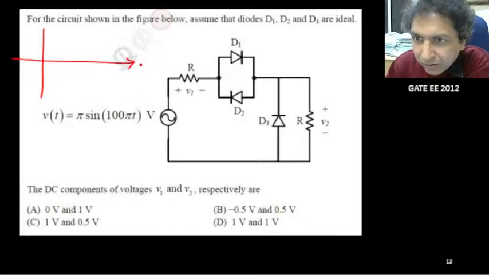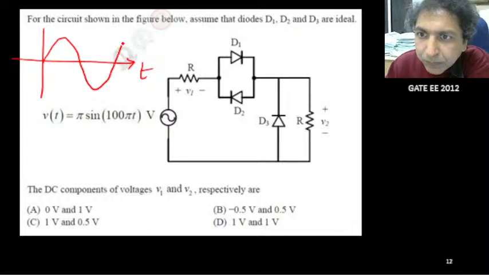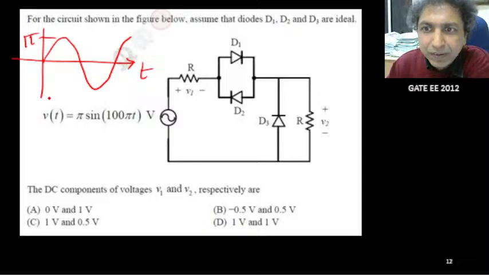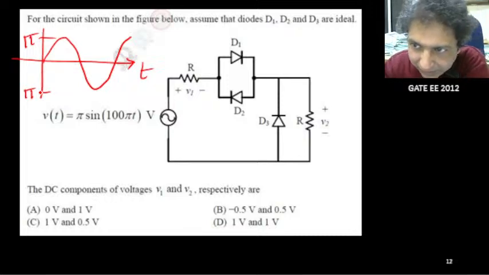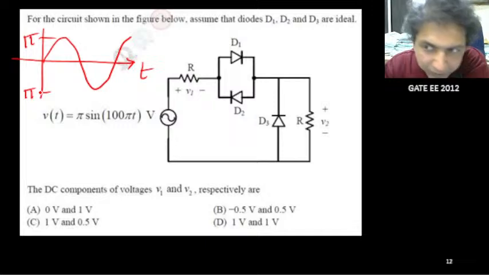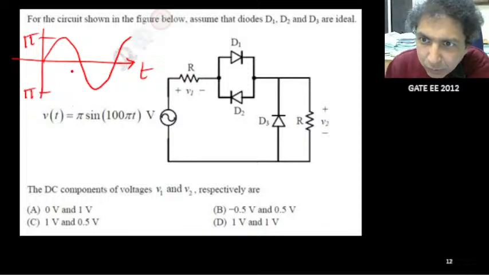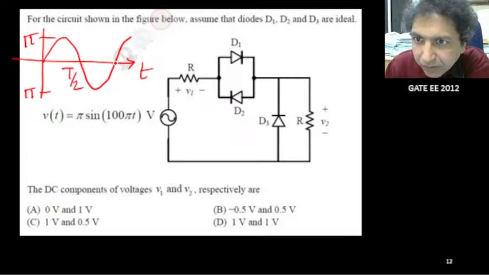This is your time t. This is the input voltage, and the maximum peak voltage is pi. It is sin omega t, with pi and minus pi. Now in the positive half, would you please tell me which diode is on? In the positive half, from 0 to T by 2. And this is your T by 4. Sorry, T.